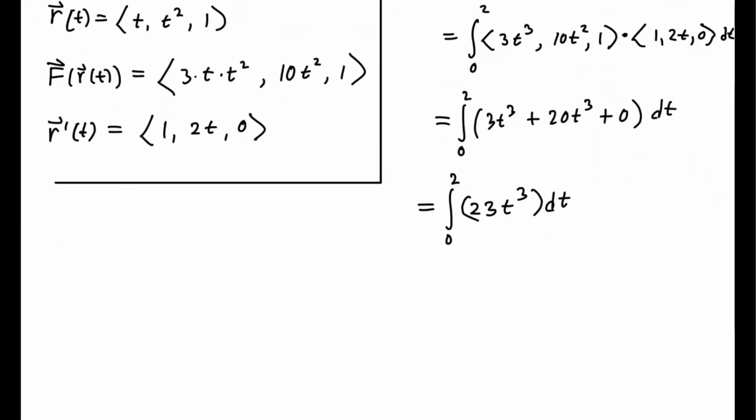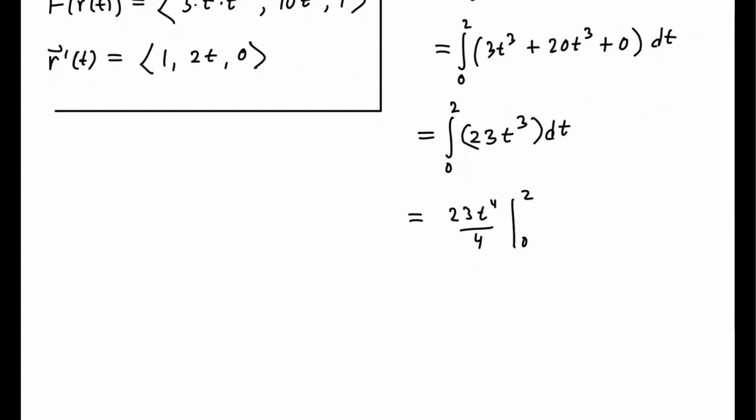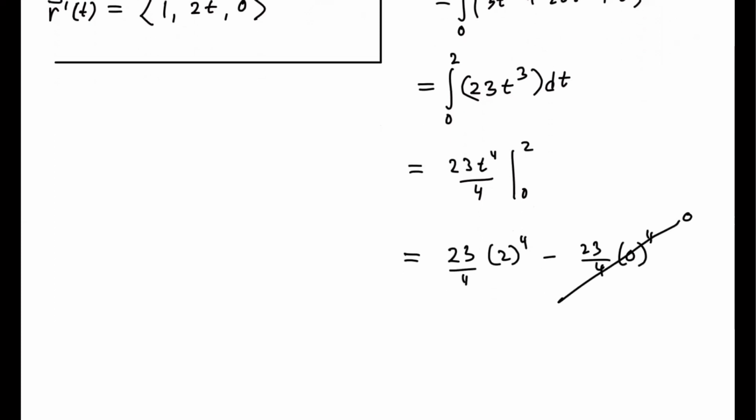So using the power rule of integration, this is equal to 23t to the fourth over 4, evaluated from 0 to 2. Now we plug in the upper limit of integration in place of t. We have 23 over 4 times 2 to the fourth, minus 23 over 4 times 0 to the fourth. And of course, this is 0. So all of this simplifies to just 23 times 4, which would be 92.